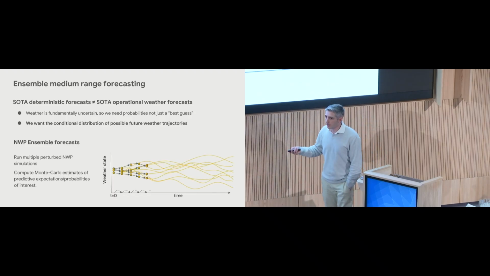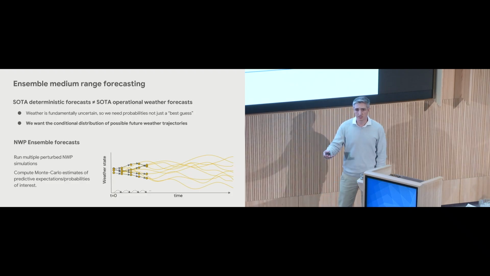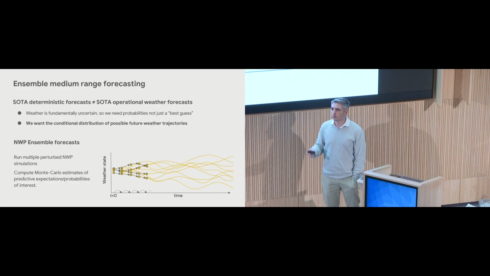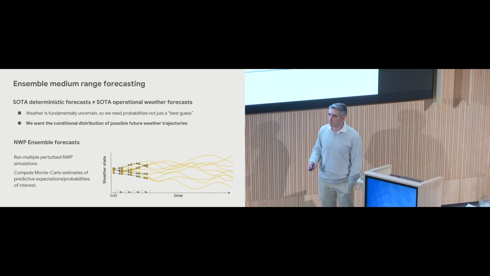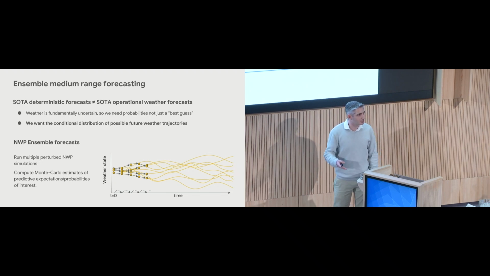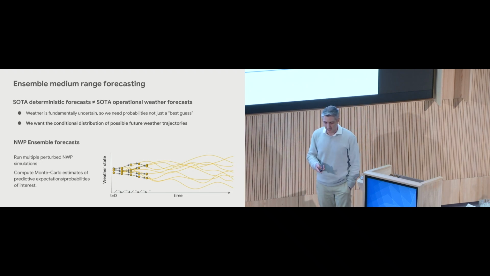And the way that physics-based models produce ensemble forecasts is that we basically take this physics simulation and we run that simulation multiple times with some perturbations in the model and from perturbed initial conditions. And if we do that 50 times, then we have a 50-member ensemble, and we can use that to compute our Monte Carlo estimates of whatever quantities of interest, expectations, and probabilities that we care about.